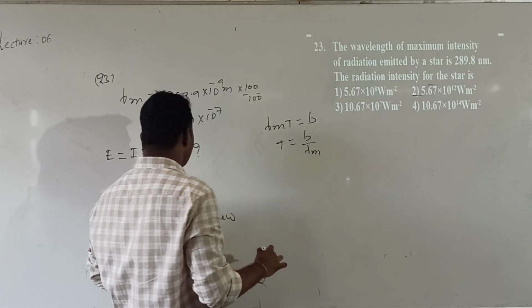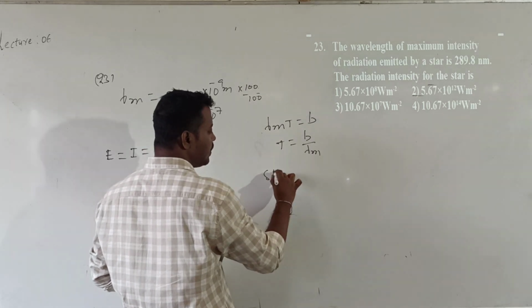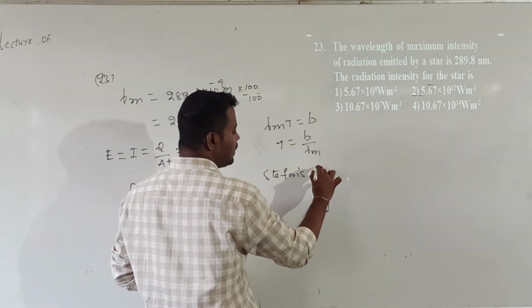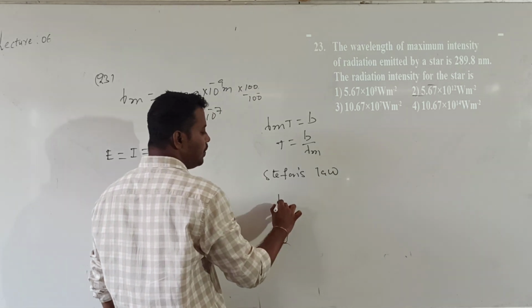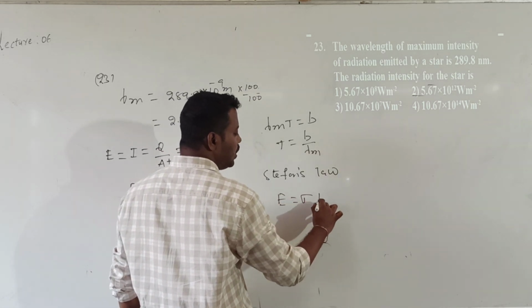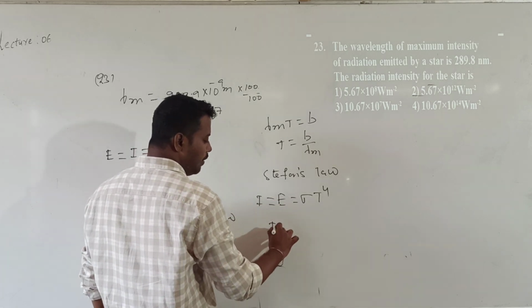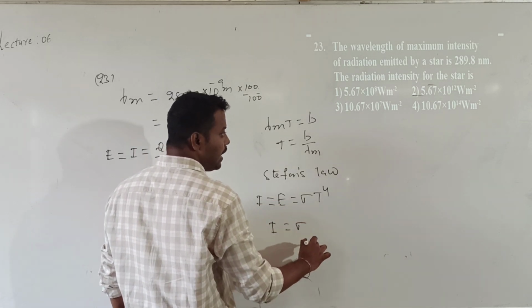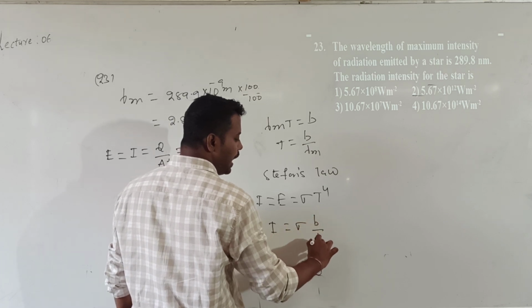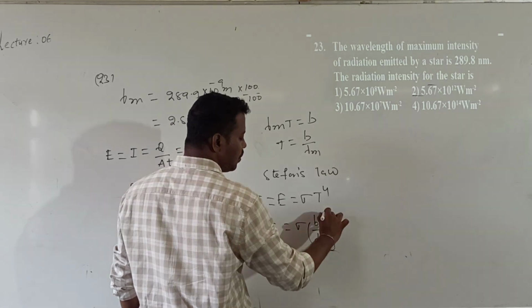According to Stefan's law, what is Stefan's law? E value is given by sigma into T power 4. E value is nothing but I. Therefore, I is equal to sigma into T, where T can be written as B divided by lambda M, whole power 4.